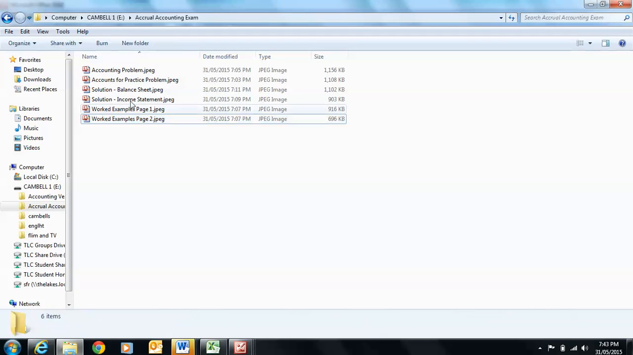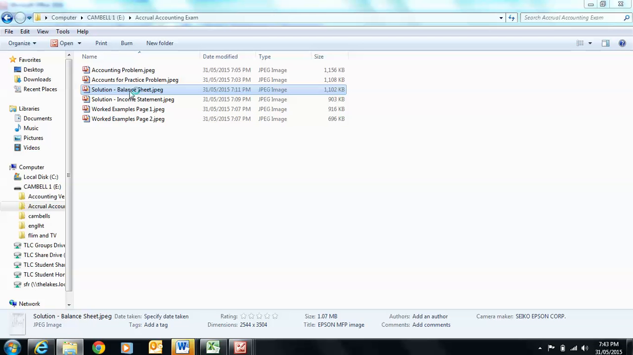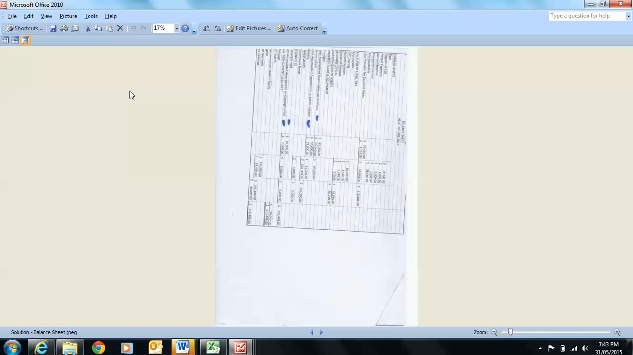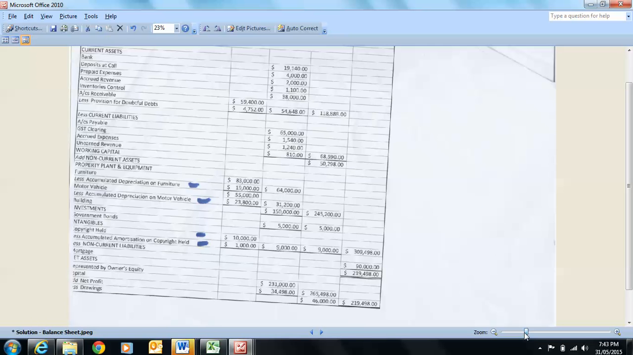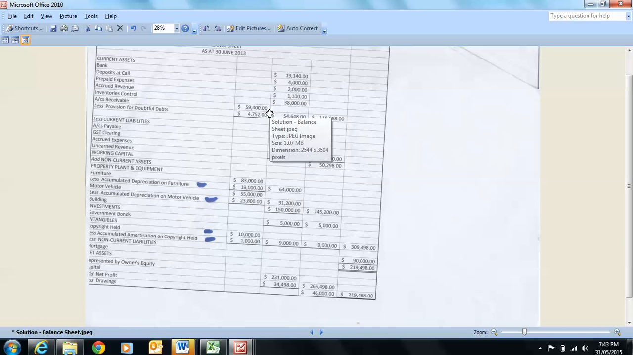The first thing we'll go and have a look at is the balance sheet. Remembering that the balance sheet sets out assets and liabilities. Look at that, rotated correctly the first time. So let's have a look at what we've got. Current assets. We have to go through the accounts and look at what we've got. So we've got the bank account, deposits at Corp. We've got some assets that we've worked out, prepaid expenses and accrued revenues.